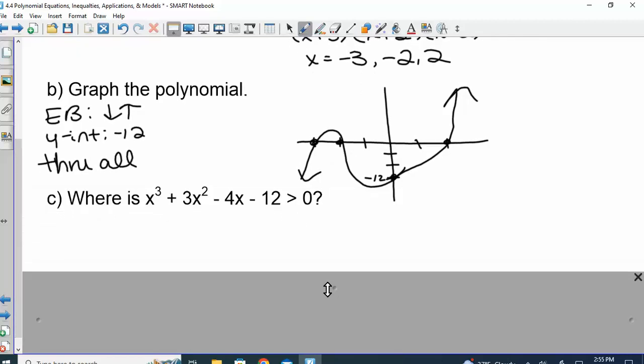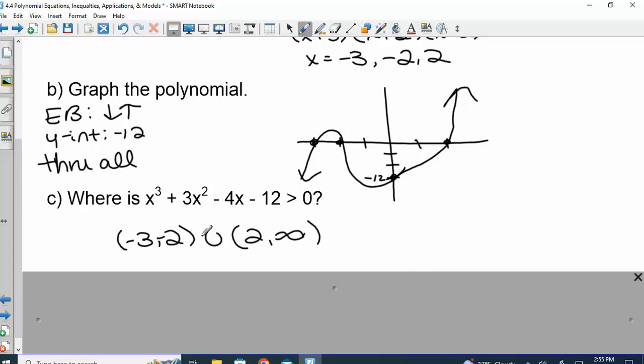Can you look at that graph and tell me where it is greater than 0? What do I mean by greater than 0? The ones that are above that. So where is that? Negative 3 to negative 2. And then 2 to infinity.